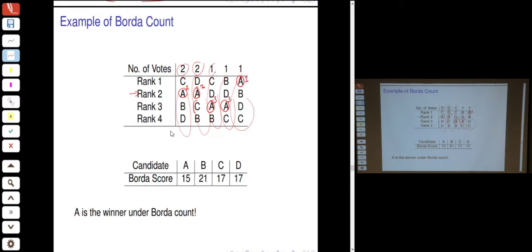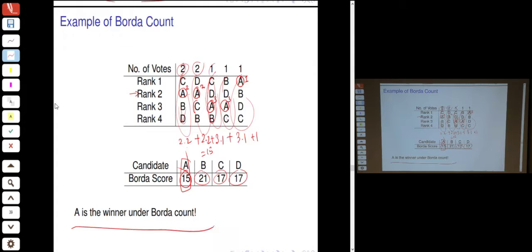So the total score of A is 2 times 2 from this list, because there are 2 votes corresponding to this list. So 2 times 2 plus 2 times 2 from this list plus 3 times 1 from the third list plus 3 times 1 from the 4th list, and then 1. So this is 4 plus 4, 8, 11, 14, 15. So the Borda score for A is 15. Similarly, you can compute the Borda score for B, C, and D, and you will find that the Borda score of A is the least. So A is the winner under Borda count.